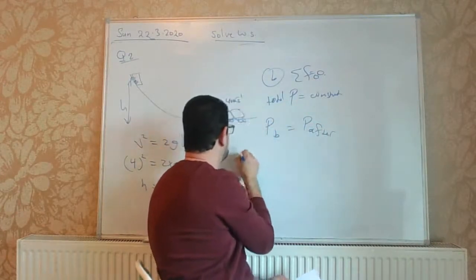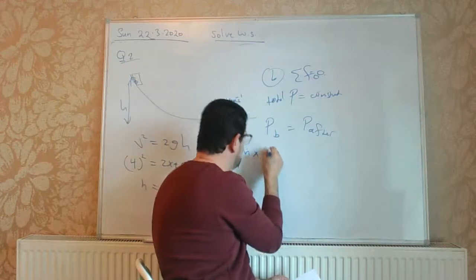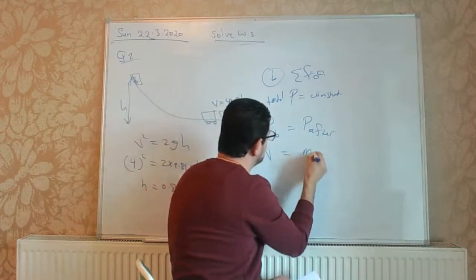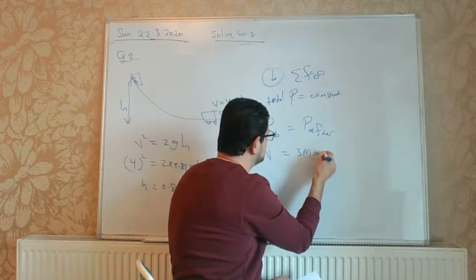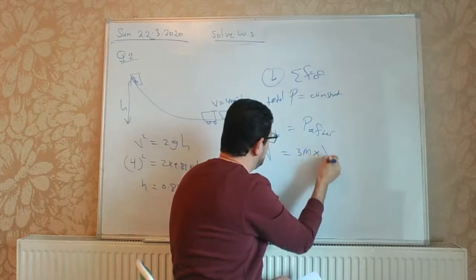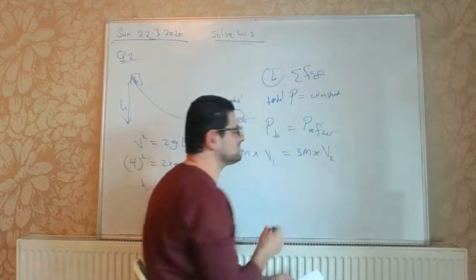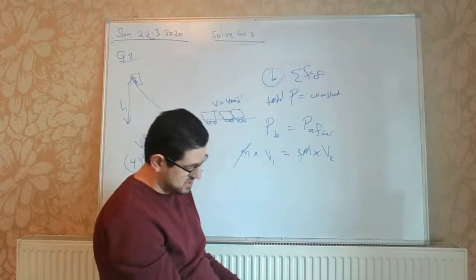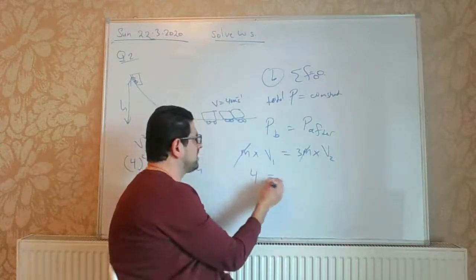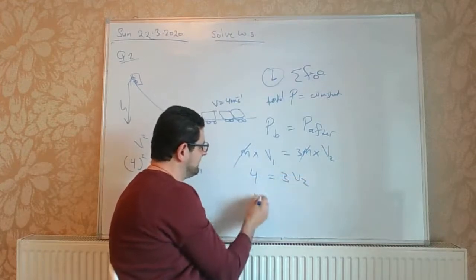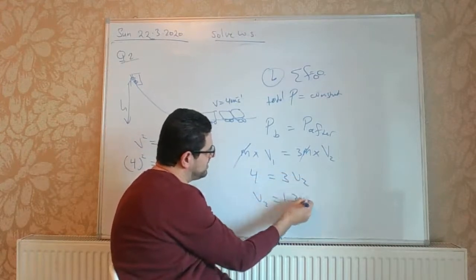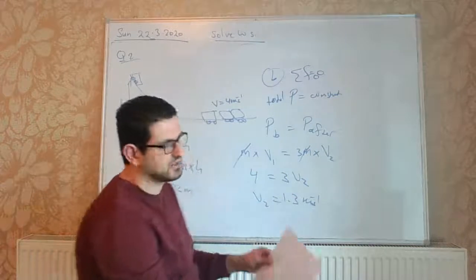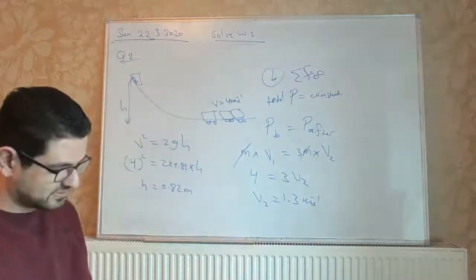P before is mass times V, equals 3 mass times V2. Since they are identical, the masses cancel out. The velocity is 4, so 3 V2 is 4, and V2 is 1.3 meters per second. So this is the speed after.